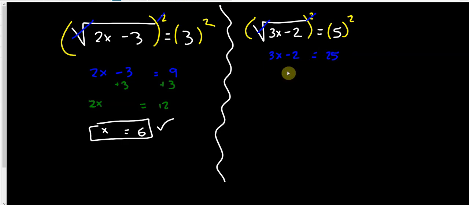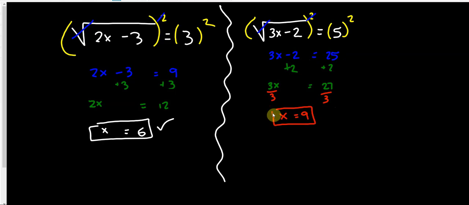Okay, now I have a simple solve. Add 2 to both sides, add 2, so 3x is equal to 27, and then I need to divide both sides by 3, and so x will be equal to 27 divided by 3 is 9.